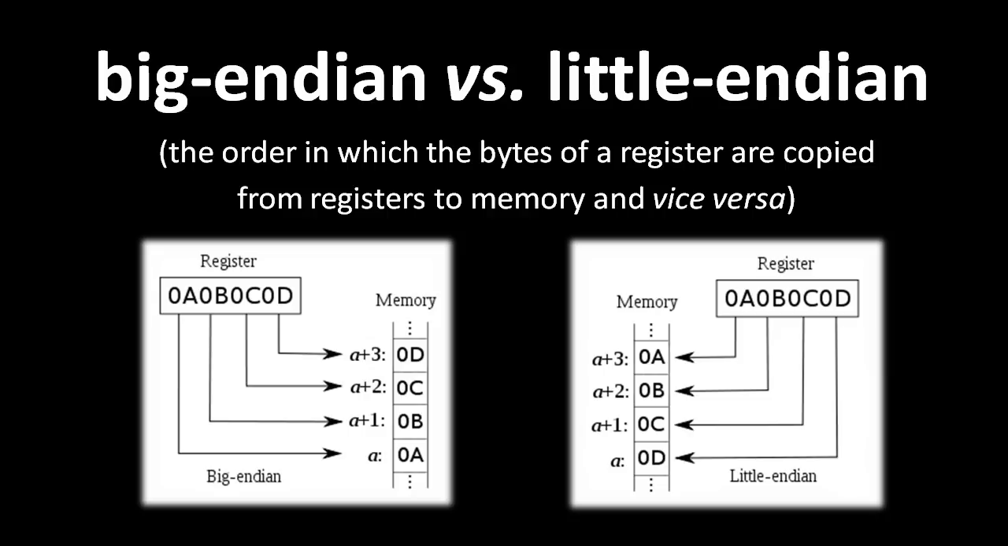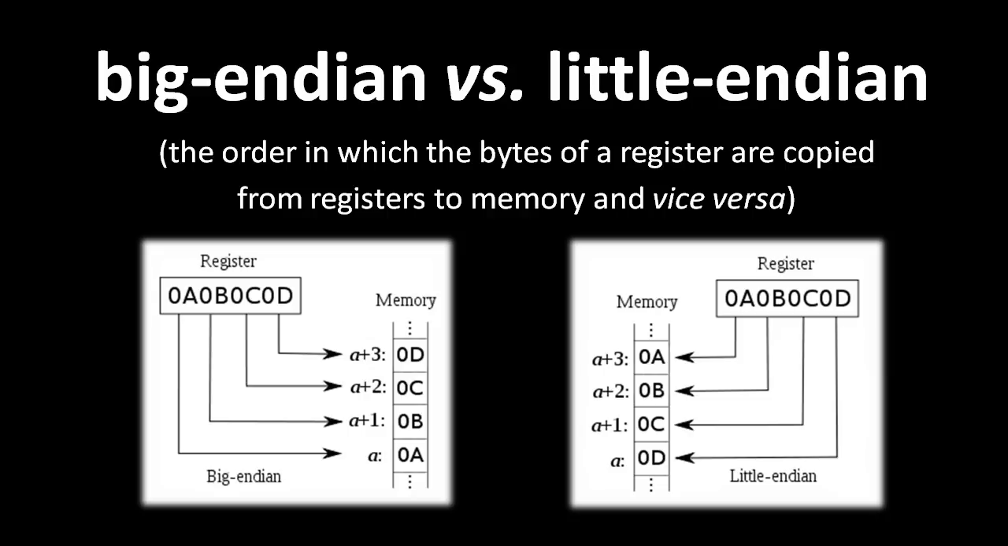CPU designers have a similarly arbitrary choice to make concerning how the bytes in a register get copied to and from memory. Say we have a 32-bit register with the bytes in hex 0A, 0B, 0C, 0D. As a binary number, 0A is the most significant byte, the byte representing the most significant digits. The question is, when we copy the register contents to some address N in memory, do we copy the most significant byte 0A to N, 0B to N plus 1, 0C to N plus 2, and 0D to N plus 3, or do we copy in the opposite order, copying the least significant byte 0D to N, 0C to N plus 1, 0B to N plus 2, 0A to N plus 3?